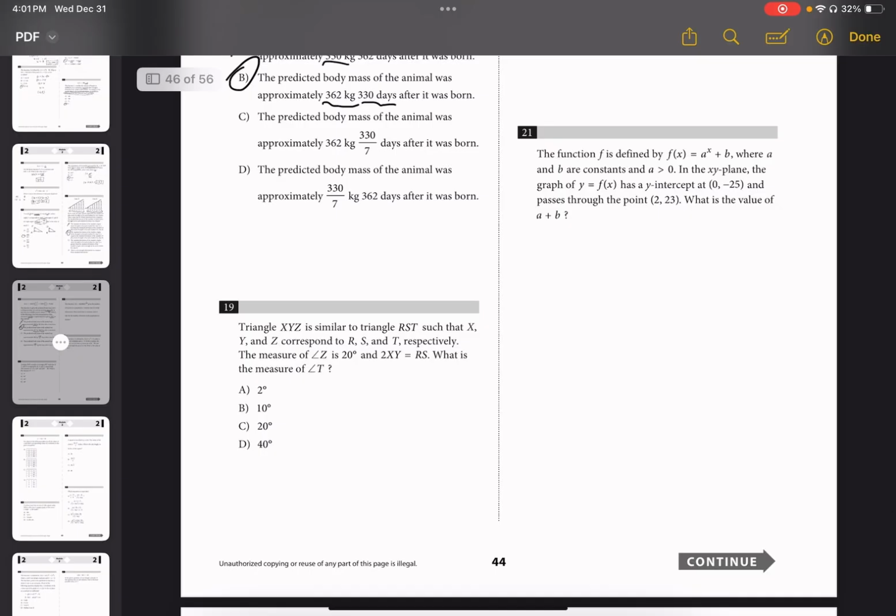Next question, 19. Triangle XYZ is similar to triangle RST such that X, Y, and Z correspond to R, S, and T respectively. The measure of angle Z is 20 degrees and 2XY is equal to RS. What is the measure of angle T? Okay, let's draw these triangles. So we have X, Y, and Z, and then we have R, S, and T.